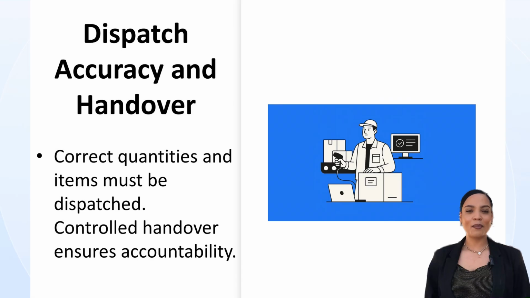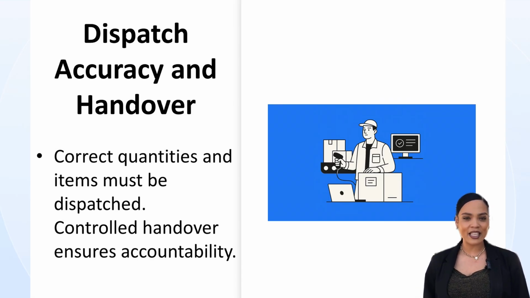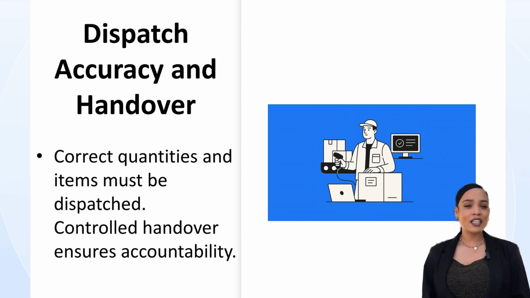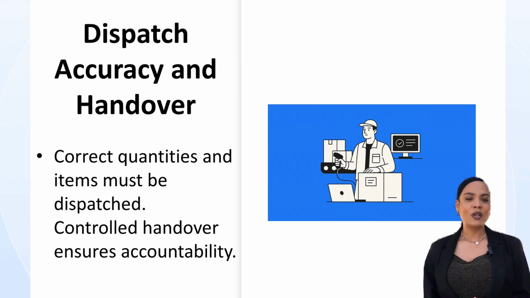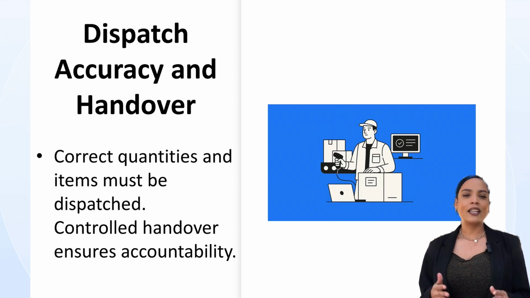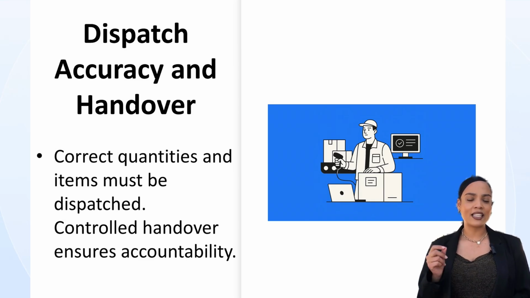I verify item identity and quantities during picking and packing. Accuracy during dispatch prevents customer complaints, returns, and financial losses. I ensure that stock is packed and handled correctly to prevent damage during transit. Poor handling results in damaged goods, which increases shrinkage. I also ensure controlled handover. Stock is only released to authorized individuals and proof of handover is obtained where required. This creates accountability and traceability.